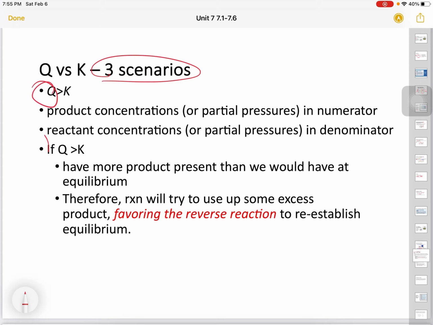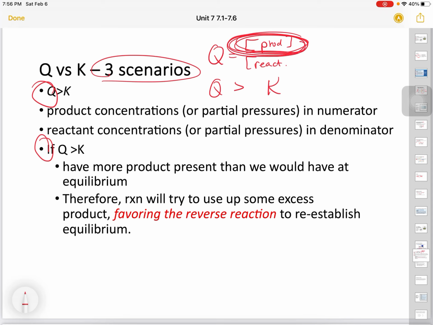Okay, so the first situation is if I calculate Q, right? So again, Q would be concentration of product over concentration of reactant. And I get a Q value that is higher than the K value that I am provided with for that process. These are not numbers you have to memorize or anything. A large Q value means I have a larger numerator than I should, which means I have more product in my system than I should.